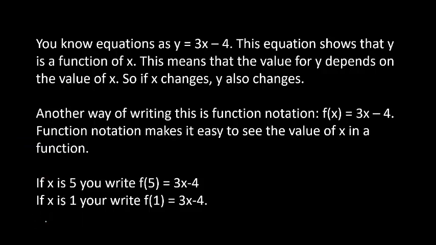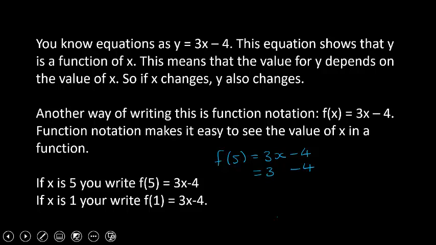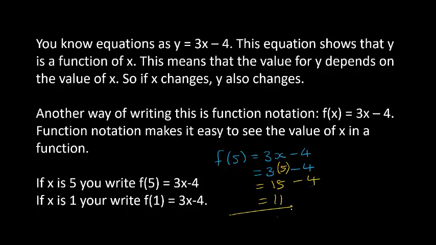Let's quickly calculate those to figure out what the y value would be. f of 5 equals 3x minus 4. What this means is that where I see the letter x, I am going to substitute the number 5. So 3 times 5 is equal to 15 minus 4. 15 minus 4 is 11. And that's my answer. f of 5 is equal to 11, meaning that the y value is 11 when x value is 5.